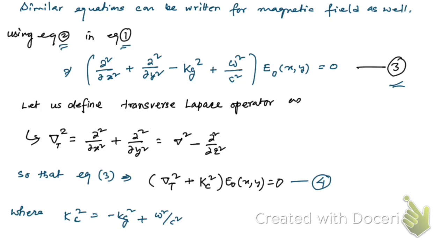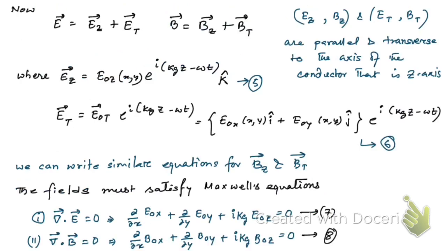This is equation number 4. Now let me go to the next slide. The field E consists of two components, Ez and Et. Similarly, B also consists of two components, Bz and Bt. Two of these are parallel and two are transverse to the axis of the conductor, that means the z axis. We have taken the axis of the conductor as the z axis.